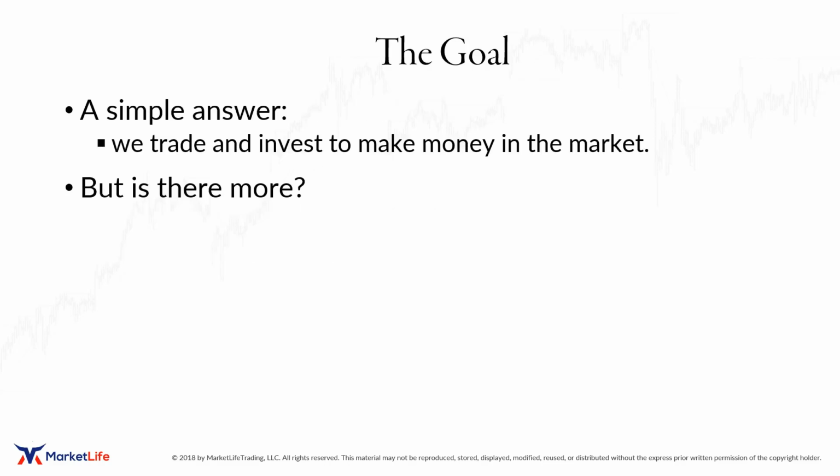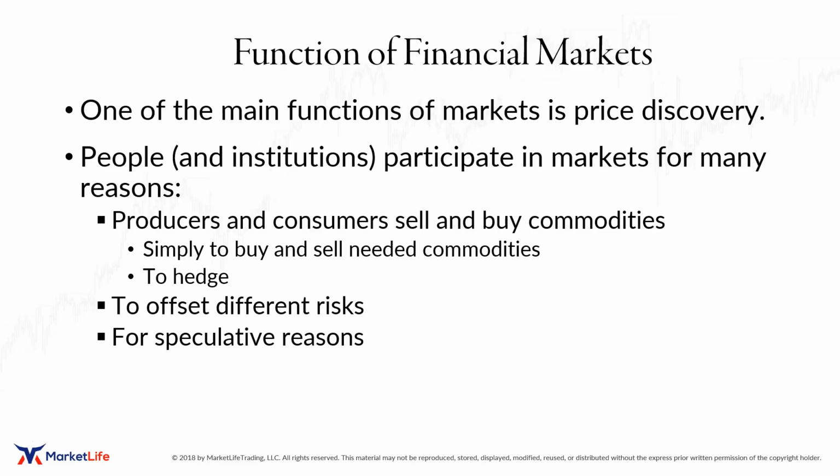So if we think about why people get involved in markets, we might be inclined to give a simple answer and say, well, people trade and invest to make money. Yes, that is true, but is there more? And in fact, there is. The main reason that financial markets exist is price discovery. If we had no markets, or if we had no liquidity in markets, and what that means is people meeting and trading, buying and selling with disagreement and agreement, we wouldn't know what anything is worth. And so this is one of the main functions of markets, why markets exist.